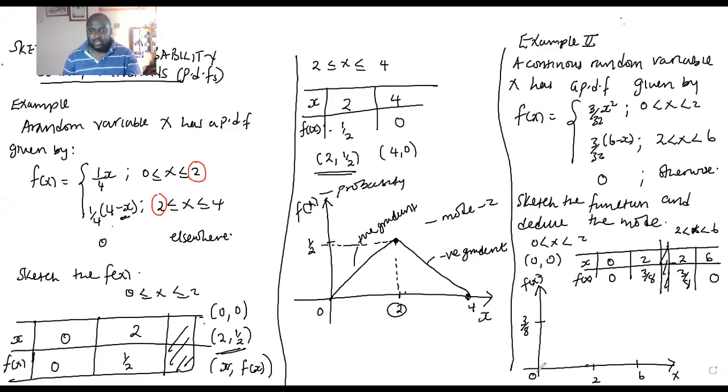Between the 0 and 2, the graph is a curve. We intersect here. Between 2 and 6, the curve is a line, but a line with a negative gradient. So I can sketch my line here like this. Then, because between 0 and 2 is a curve, the curve can be in this shape.